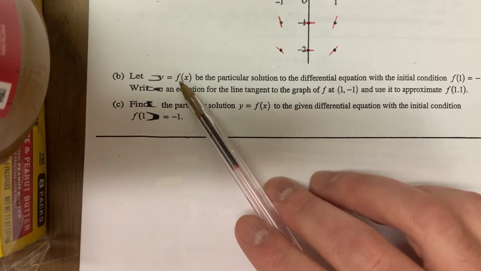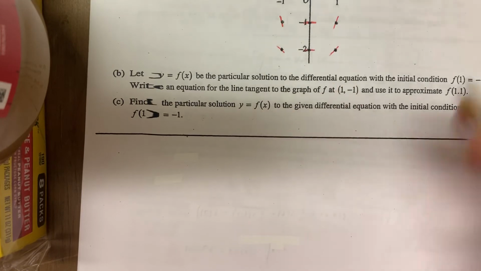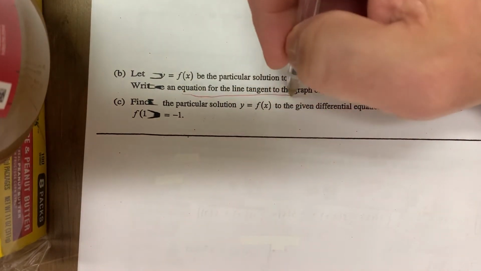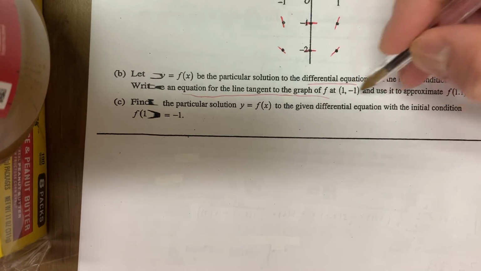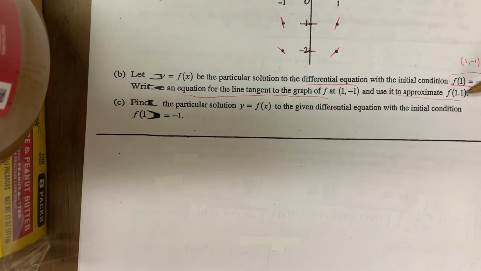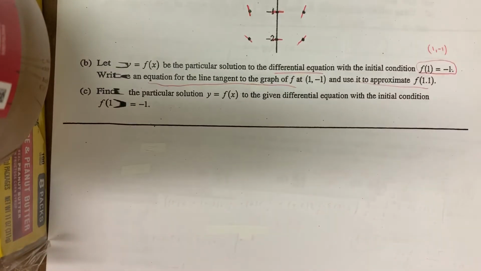Anyway, let y equal f of x be the particular solution to the differential equation with the initial condition f of 1 is negative 1, so 1 comma negative 1. Write an equation for the line tangent to the graph of f at 1 comma negative 1 and use it to approximate f of 1.1. We've done this, right? Local linearity. Okay, you could use a tangent line to approximate an actual function. That's local linearity. Some people are like, wait, what's going on here?